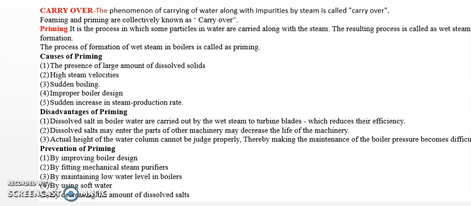Now, the prevention of priming: by improving boiler design, by fitting mechanical steam purifiers, by maintaining a low water level, by using soft water, by decreasing the amount of dissolved salt in boiler feed water, and by doing internal conditioning.